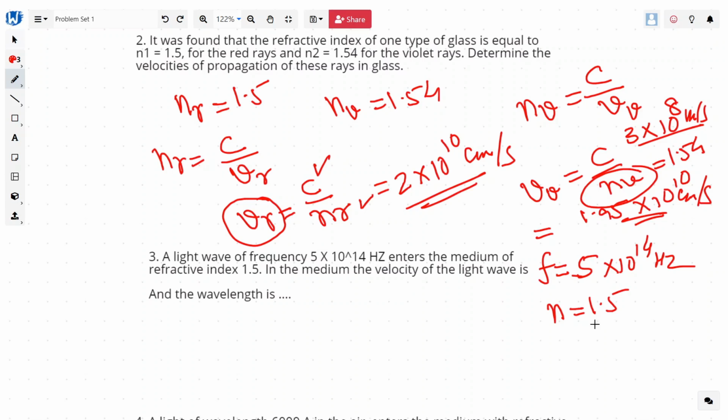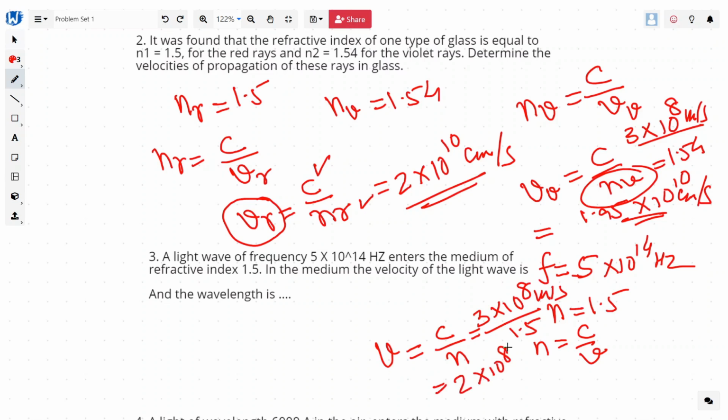Now the velocity of light we can simply find out by using the definition of refractive index, which is n is equal to c by v, right? So we can find the velocity will be equal to c by n. c we know, 3 into 10 to the power 8, n is 1.5, we divide it by 2, we get 2 into 10 to the power 8 meter per second. So we already solved the first one.